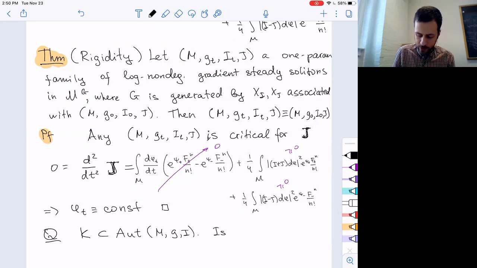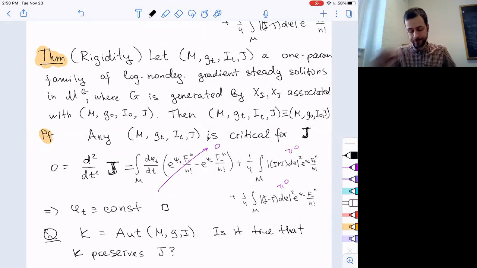So, I can ask, is it true that K preserves, yeah, I shouldn't say maximal complex, it's already complex. So, is it true that K preserves J? So we don't have an answer to that. Because one parameter variations generated by one parameter subgroups of these automorphism groups, we don't know whether they preserve the generalized scalar class or not.